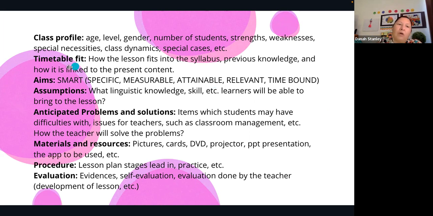Entonces, another way to think about the appropriacy of your main aim is that it is SMART. This can also be our checklist: specific, measurable, attainable, relevant, time-bound, or I can use the who, what, where, when, why, and how.